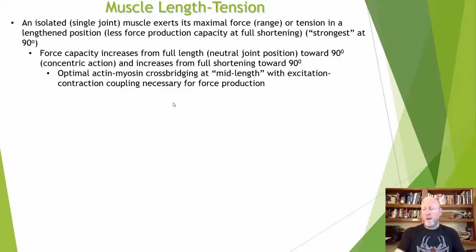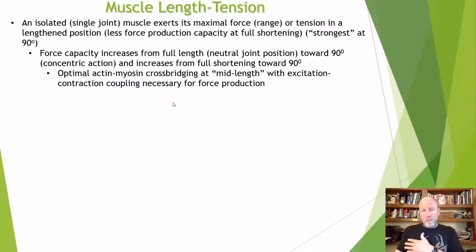That said, what you're really looking for about mid-range is the optimal actin-myosin cross-bridging at about mid-length with the optimal excitation-contraction coupling necessary for proper force production. Okay, you don't want to, on those machines where you can switch it to make it tougher in the beginning or tougher at the end, say, well, I'm weaker at full shortening, so I need to put more load on there so I can challenge myself more at full shortening. Actually, that goes against physiology. You're trying to argue against physiology now in physics. Okay, you're going to be weaker at full shortening. You're going to be weaker at full lengthening. You're going to be stronger for single joints, about mid-range for single joint muscles, I should say.